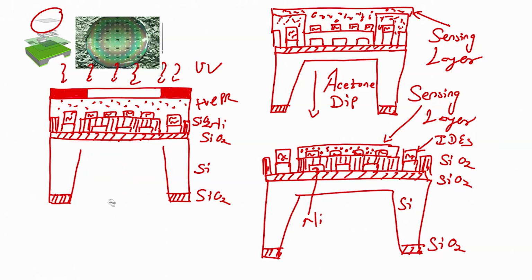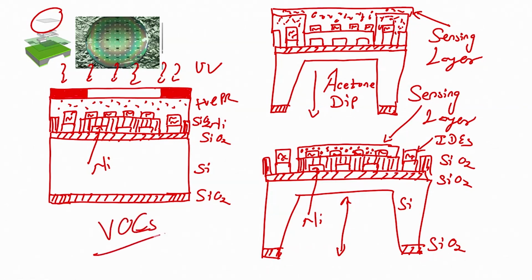Now, the question that arises is why do bulk micromachining? Why not directly use oxidized silicon like this? You can see that there is a heater here, we are using nickel as a heater, right. Why are we using a heater? Because if you heat the metal oxide materials, then at a higher temperature it will show a better sensitivity. At a higher temperature, the metal oxide semiconductor shows a higher sensitivity for different volatile organic compounds.